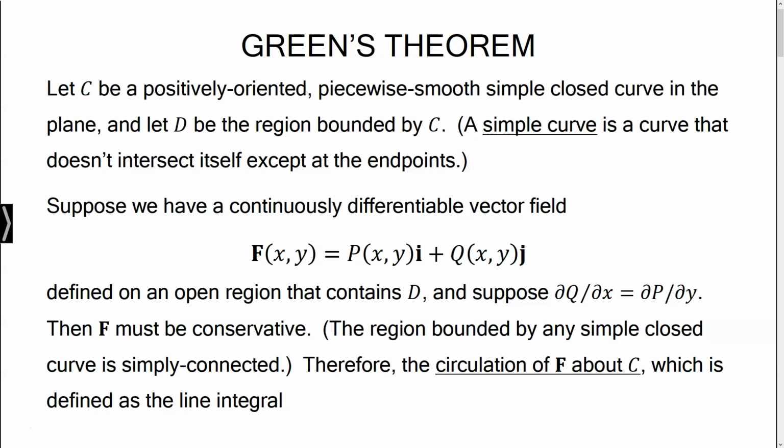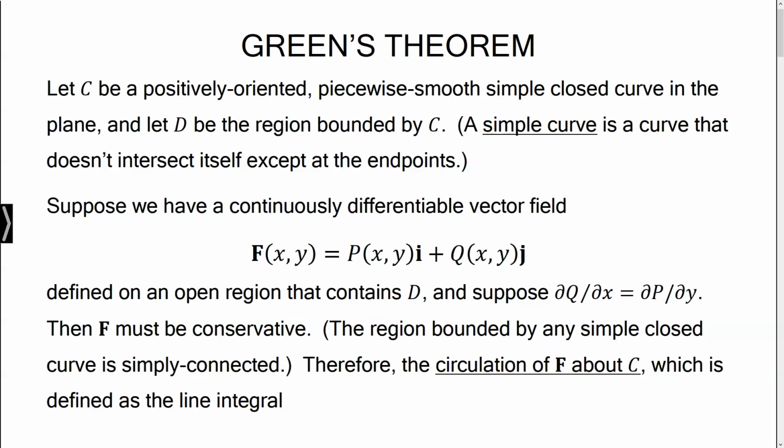We already went over what a closed curve is. That's just a curve that has the same initial and terminal point, so it ends where it starts. And the simple part just means it doesn't intersect itself, so it can't cross over itself at some point. So over a simple closed curve, we're going to be integrating.